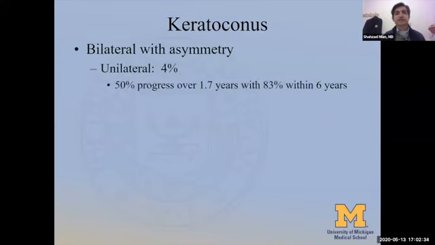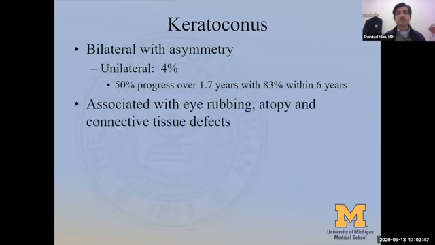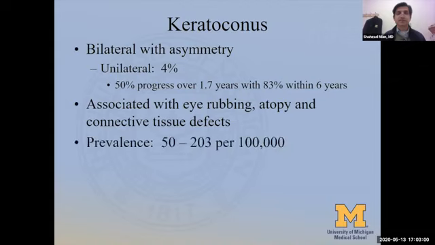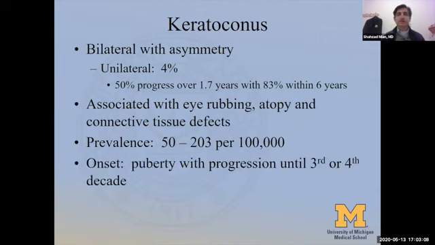Keratoconus tends to be bilateral, but is often asymmetric. It is unilateral in rare incidences. There is evidence to suggest that it progresses over a short period of time in most people. It usually progresses in the teen years and stops progressing later in life. It's associated with eye rubbing and conditions that promote eye rubbing, such as atopy and connective tissue defects. The prevalence of keratoconus is somewhere between 50 and 200 per 100,000. And again, the onset tends to be in puberty with progression until the third or fourth decade.